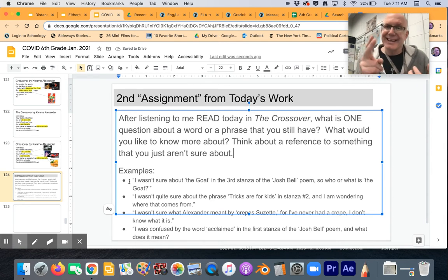I want you to write a second post in your discussion that's like, I wasn't sure about the goat in the third stanza of the Josh Bell poem. Or, so who or what is the goat? I wasn't quite sure about the phrase Tricks Are for Kids in stanza number 2, and I'm wondering where that comes from. I wasn't sure what Alexander meant by crepe Suzette, for I've never had a crepe. I don't know what it is. Or I was confused by the word acclaimed in the first stanza of the Josh Bell poem, and what does it mean?